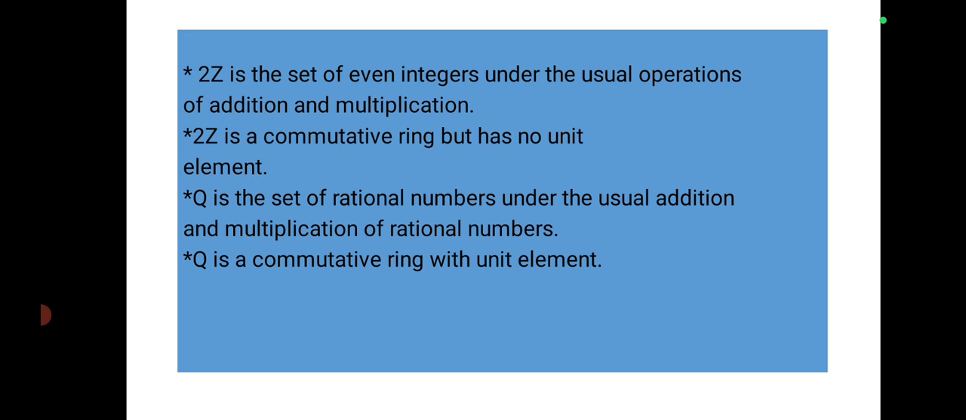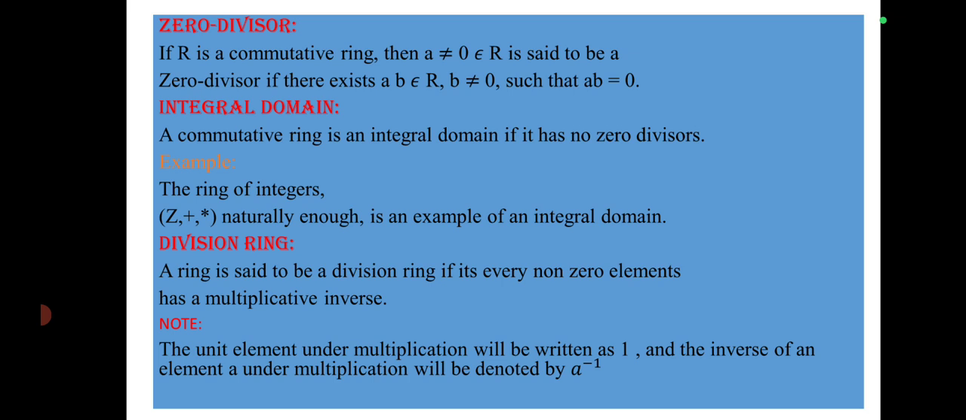Next, the set of all rational numbers under the usual addition and multiplication of rational numbers. Q is a commutative ring with unit element. Q satisfies the multiplicative commutative property, and 1 belongs to the set of all rational numbers. Therefore, Q is a commutative ring with unit element.